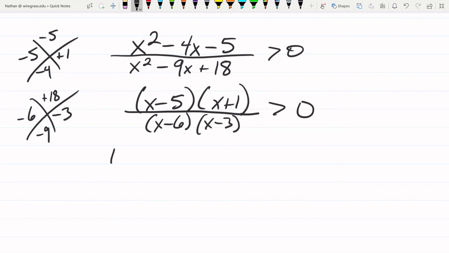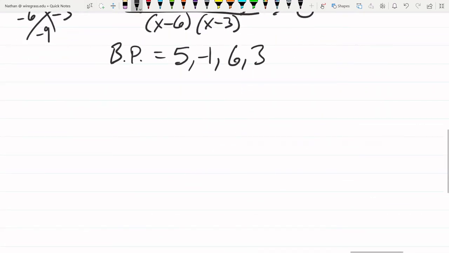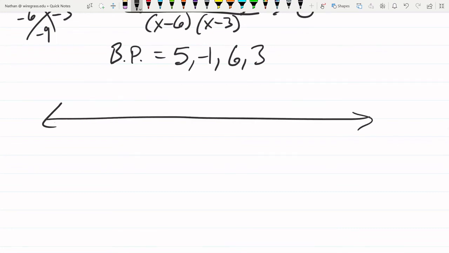Our border points then are going to be, on top, 5 minus 5 is 0, -1 plus 1 is 0, 6 minus 6 is 0, and then 3 minus 3 is 0. So those are our border points. And of course, we have 4 border points, so we should expect 5 intervals.